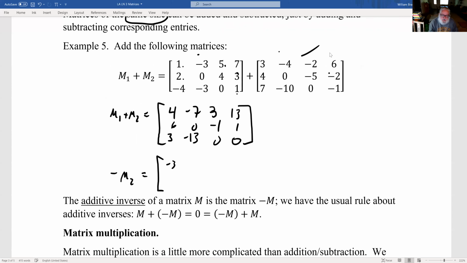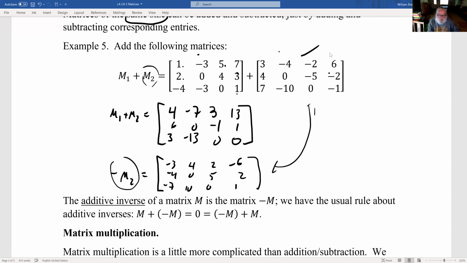So if we take M2 and we want its additive inverse, we just get minus 4, 0, 5, 2, minus 7, 10, 0, 1. We just take this matrix and multiply everything by minus 1. And of course, when I add M2 and minus M2 together, what do I get? I get the 0 matrix. Right? M2 minus M2 equals 0.